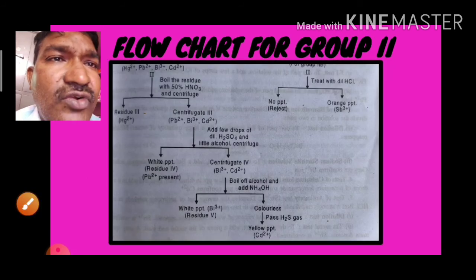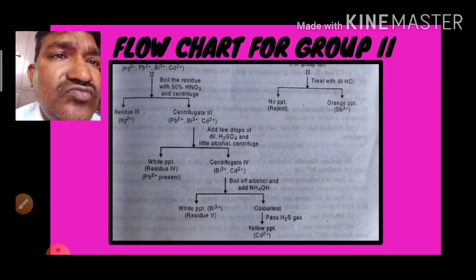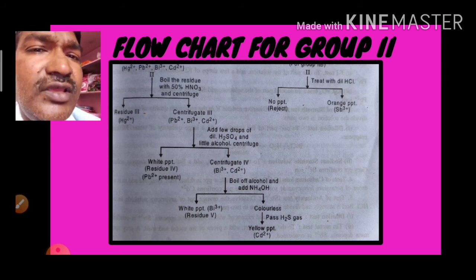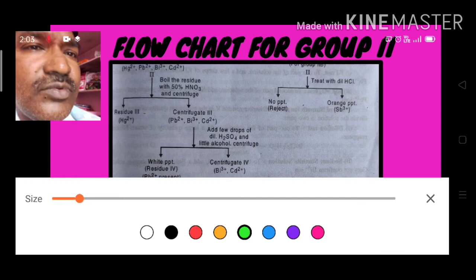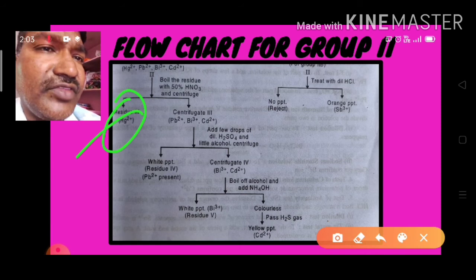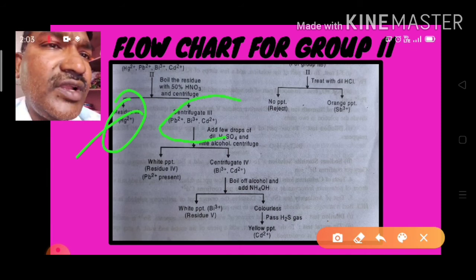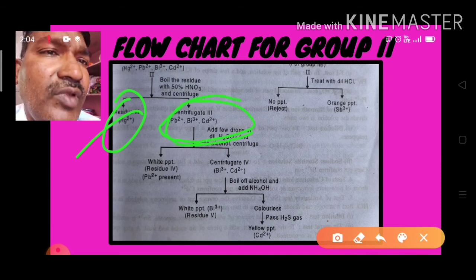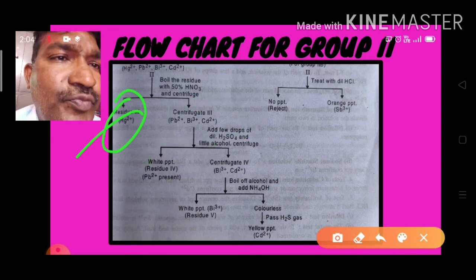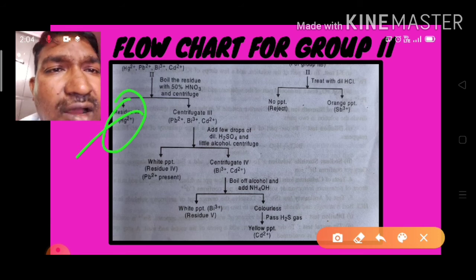After that, we have to go for the separate test. We have already discussed the confirmation tests related to the mercuric ions, so that is a separate thing. And here, if it dissolves in the nitric acid, then we have to add a few drops of dilute H2SO4 and a little alcohol.